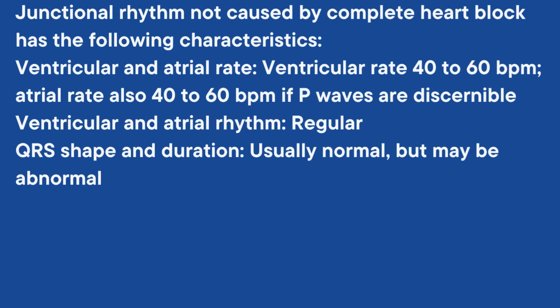Characteristics of junctional rhythm not caused by complete heart block are as follows. Ventricular rate is 40 to 60 beats per minute. Atrial rate will be 40 to 60 beats per minute if P waves are discernible. Ventricular and atrial rhythm is regular. QRS shape and duration are usually normal but may be abnormal.